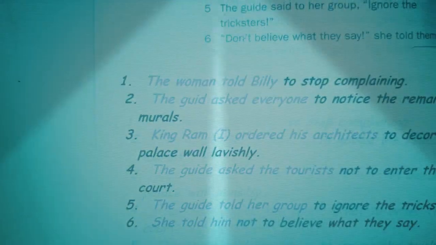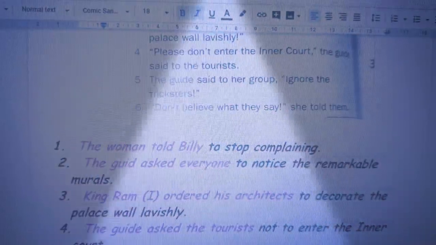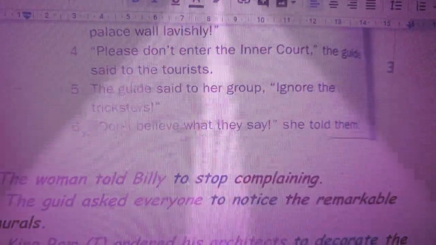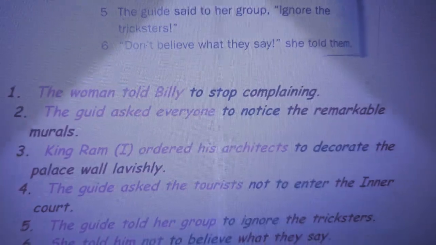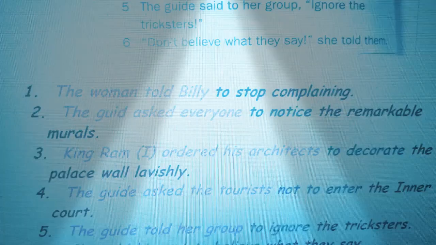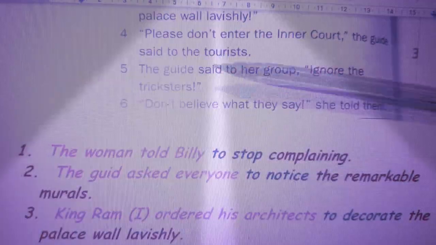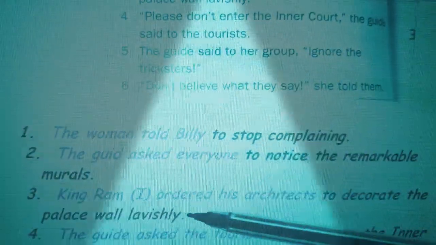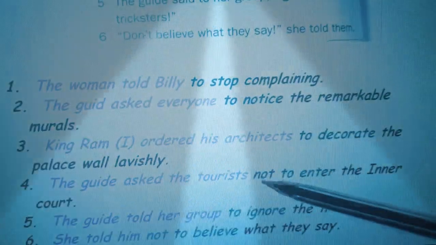Okay? Move to number 4. Please don't enter the inner court, the guide said to the tourists. Let's see. The guide asked the tourists. See, whenever, as I told you, whenever you have a please and a reported command or request, you're going to use what? Ask. This is a request. So, the guide asked the tourists not to enter the inner court.